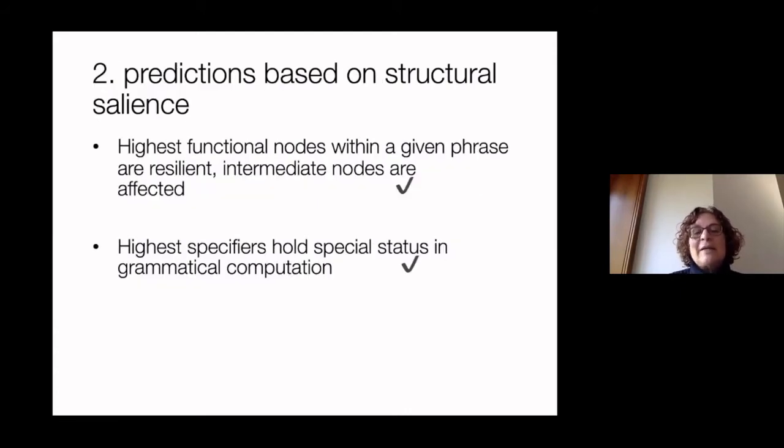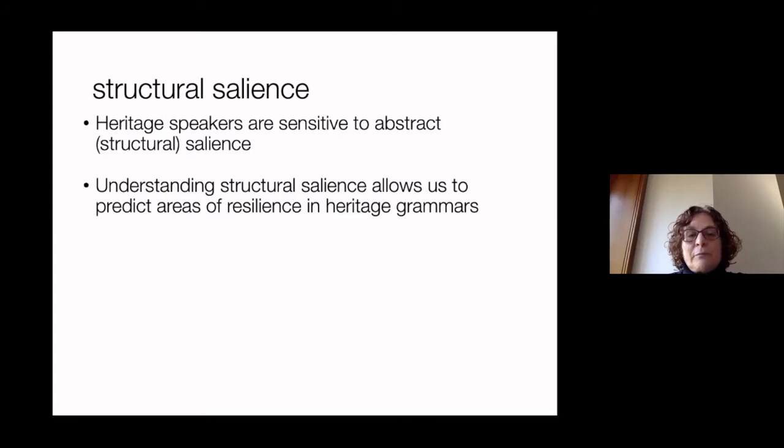So that's an illustration that higher specifiers do hold special status in grammatical computation. So we do see some examples that heritage speakers are sensitive not only to the salience in terms of perceptual segments, but to this abstract structural salience. And that means that if we understand structural salience better, that would allow us to predict areas of resilience in heritage grammars.